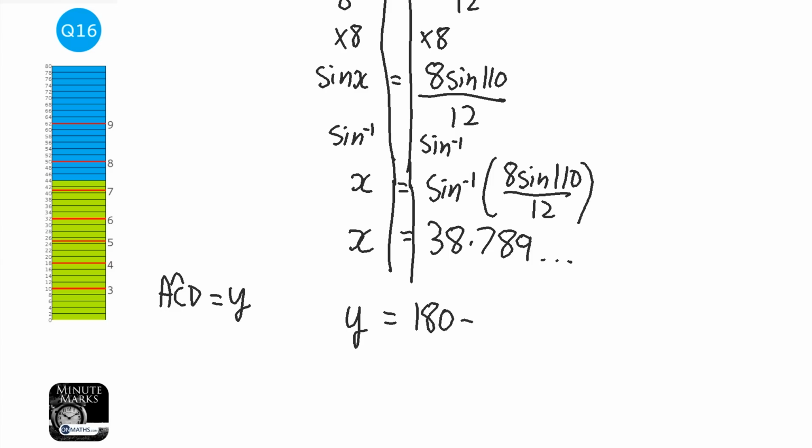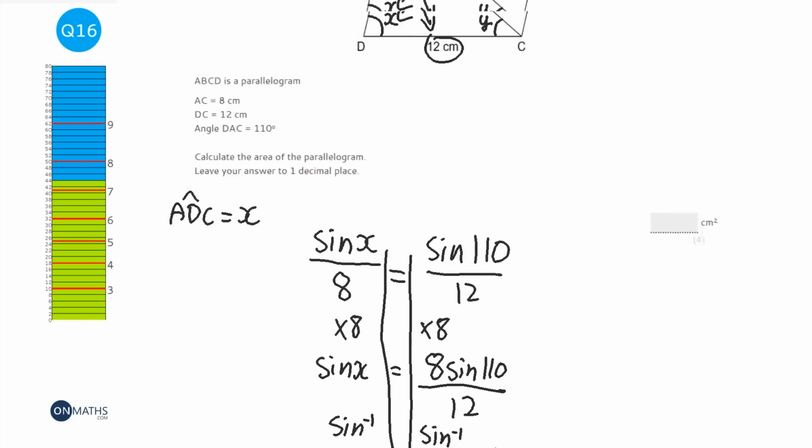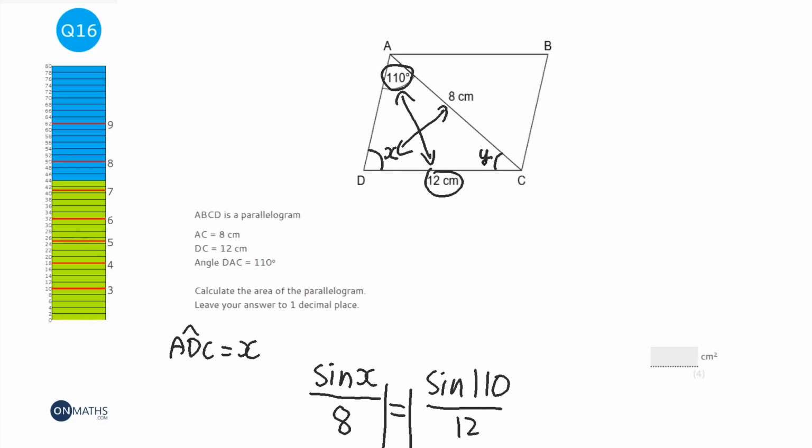So y equals 180 take away 38.789 and so on plus 110. So I'm going to add 110 to that, then type in 180, take away the answer. That tells me that y is 31.2104 and so on.